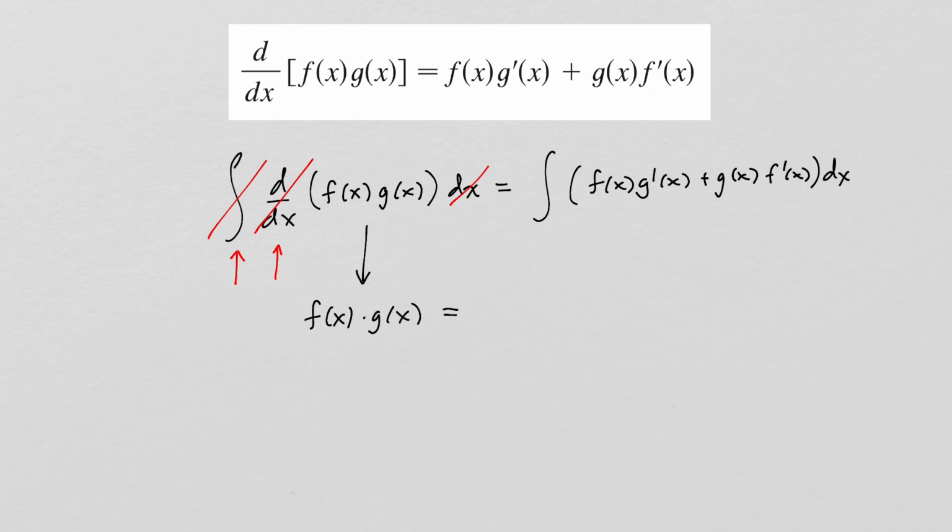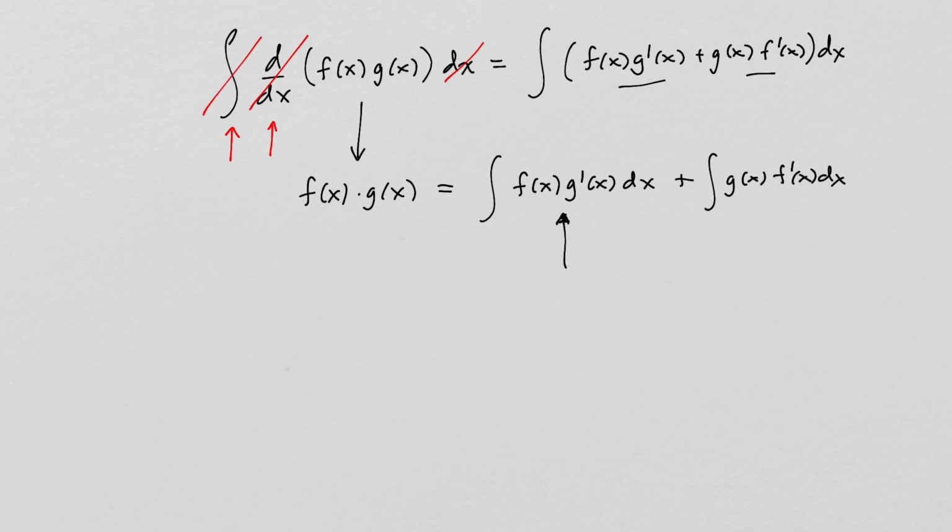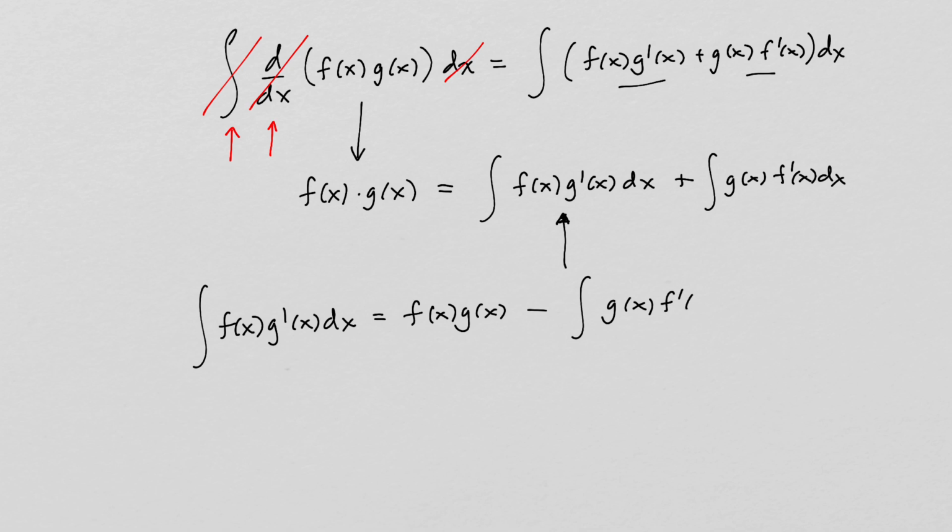And on the right-hand side, we can do these integrals separately. So we have the integral of f of x times g prime of x times dx plus the integral of g of x times f prime of x times dx. And then what I'm going to do here is solve for this one. So when I do that, we get the integral of f of x g prime of x dx is equal to f of x g of x minus the integral of g of x times f prime of x dx.